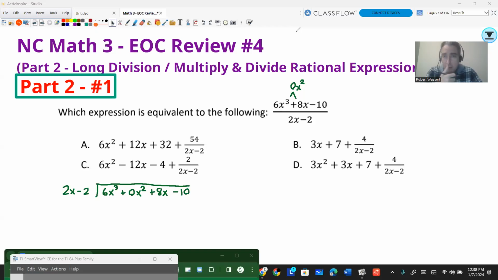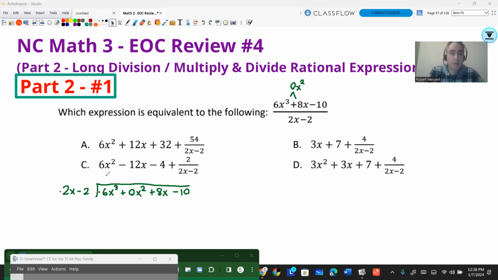The initial setup on this is going to have you substitute a placeholder, a 0x squared, in there, since there is no x squared term. We'll write it out. The outside is 2x minus 2. Inside the house, we'll put the 6x cubed plus 0x squared plus 8x minus 10. The next thing we want to do is look at the first term. How many times does 2 go into 6?